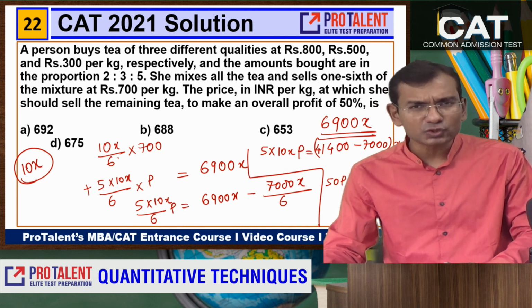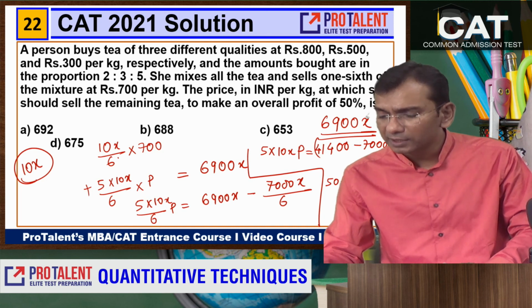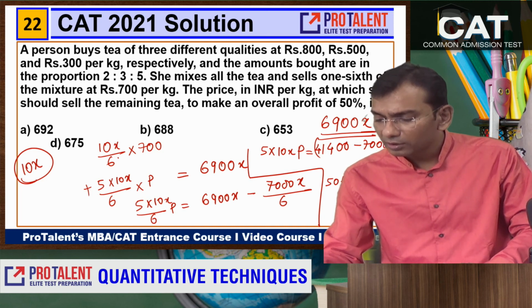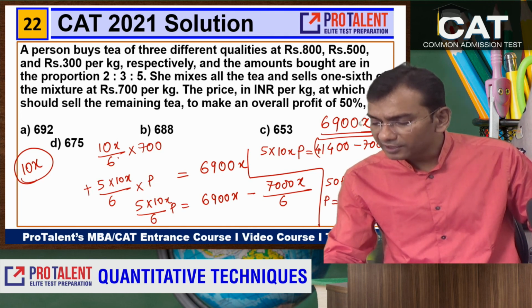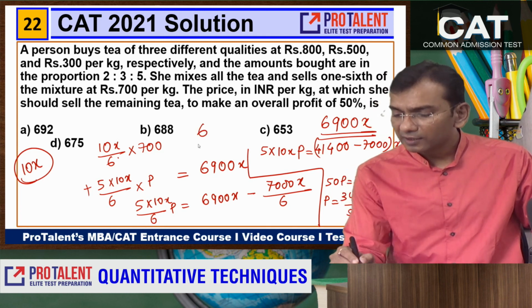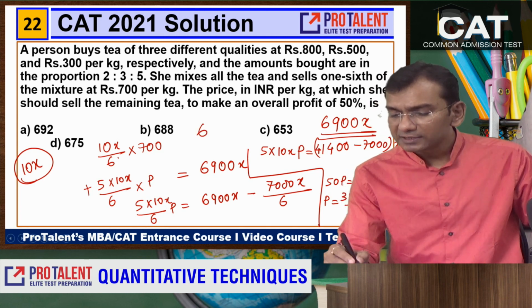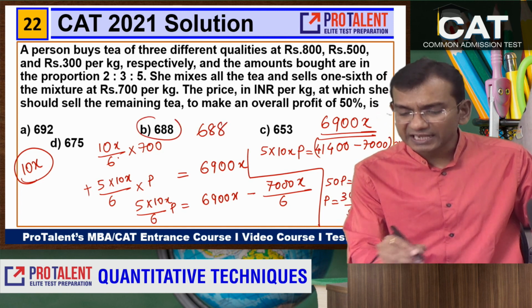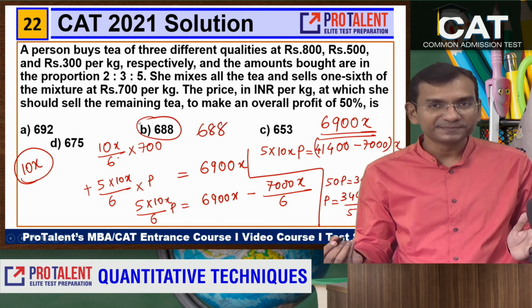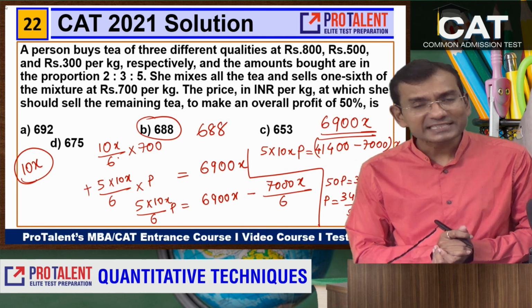So how much will that come to? 41 minus 7 will be 34, so 34400. Okay? So therefore my P will be 3440 by 5. 5 6s are 30, 44 left. 5 8s are 40, again 40 left. 5 8s are 40, so 688 is the answer. Very easy, yes, great.